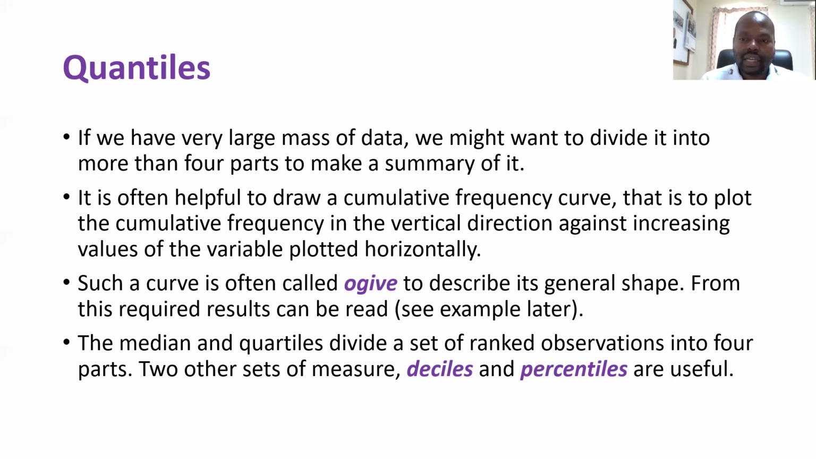Percentiles, on the other hand, divide the data into 100 parts. So you have 1%, 2%, 3%, 4% of the data lying below that point, 5% of the data lying below that point, and you have 25%. Now, when you reach 25%, that will be the same as the first quartile. You reach 50%, that would be like the median. 75% would be the same as the third quartile, up to 100%. So these divide the data into 100 parts.